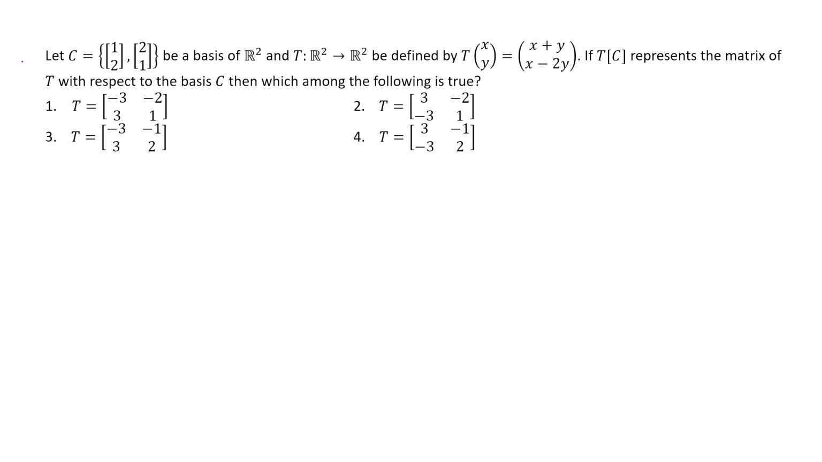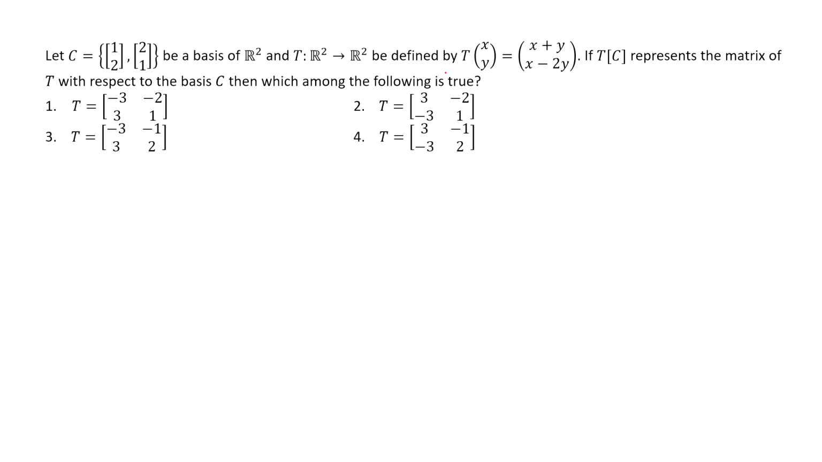Hello everybody. Today we are doing a question from CSIR NET December 2018. The question is from Part B. Let C = {(1,2), (2,1)} be a basis of R², and T from R² to R² be defined by T(x,y) = (x+y, x−2y). If [T]_C represents the matrix of T with respect to the basis C, then which among the following is true?